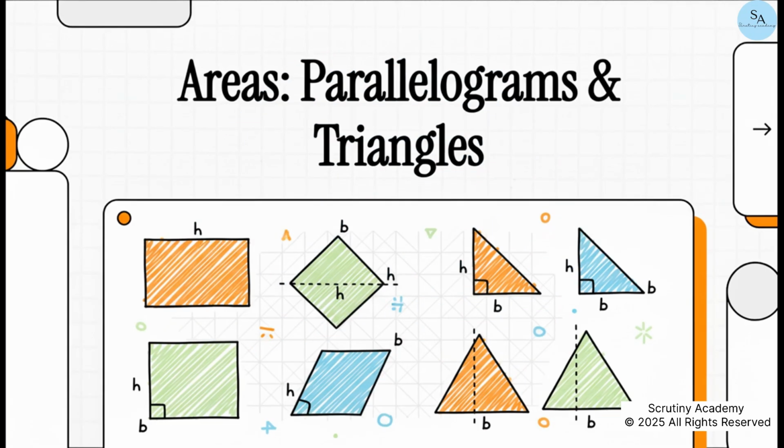Hey everyone, and welcome. Today, we're jumping into a really cool piece of geometry, the areas of parallelograms and triangles. And you might be surprised to find out how one single, simple idea links these two shapes and basically unlocks a whole new way to solve problems. So let's get right into it and master this together.